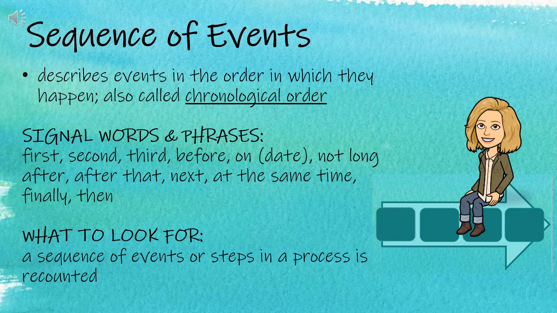The last text structure is sequence of events. This type of text describes events in the order in which they happen. This is also called chronological order. There are many signal words and phrases that are like clues to helping you identify this text structure, such as before, on a specific date, not long after, next, finally, then, and many others. You should also look for a sequence of events or steps in a process.